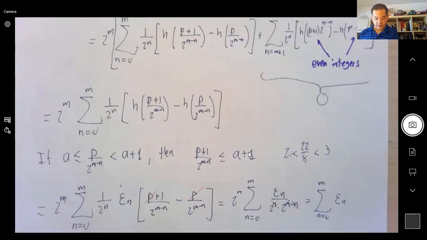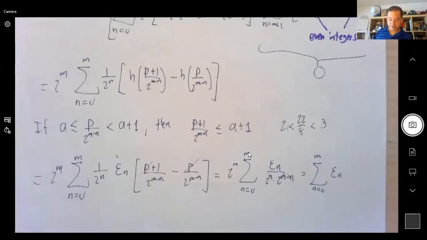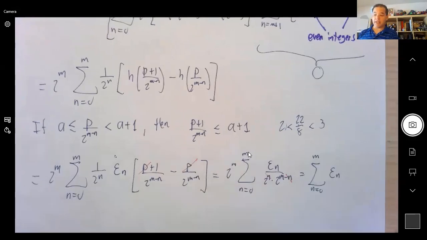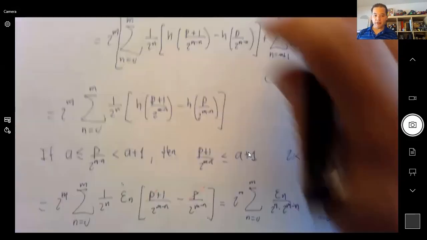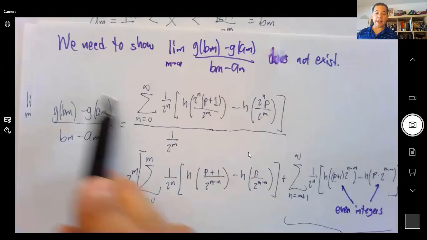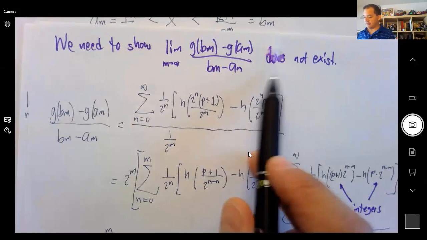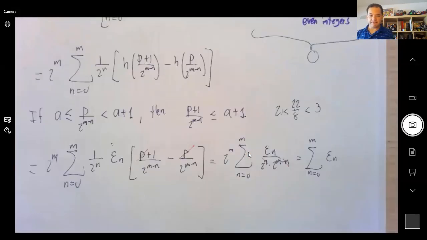But here's the thing. If you have some sequences of ones or negative ones, could that be convergent, right? Because what we really care is what is the limit. What is the limit of these when m goes to infinity? That's what we wanted to show, right? That it doesn't exist.